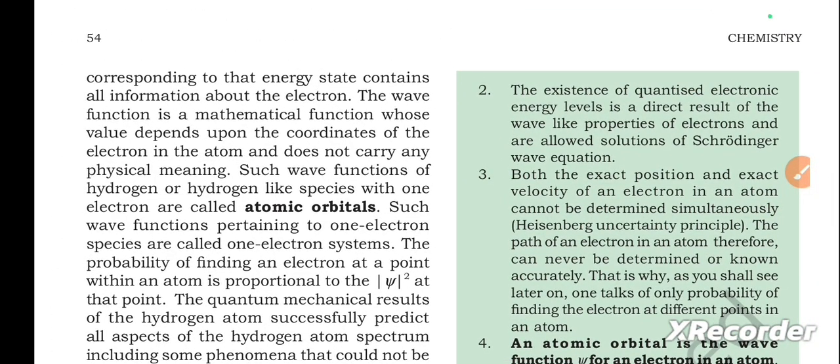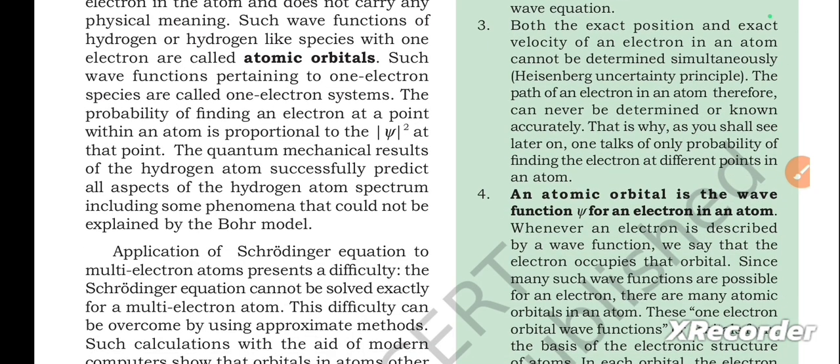The wave function is a mathematical function whose value depends upon the coordinates of the electron in the atom and does not carry any physical meaning. Such wave functions of hydrogen or hydrogen-like species with one electron are called atomic orbitals. Such wave functions pertaining to one-electron species are called one-electron systems. The probability of finding an electron at a point within an atom is proportional to the square of the wave function, ψ², at that point. The quantum mechanical results of the hydrogen atom successfully predict all aspects of the hydrogen atom spectrum, including some phenomena that could not be explained by Bohr's model.